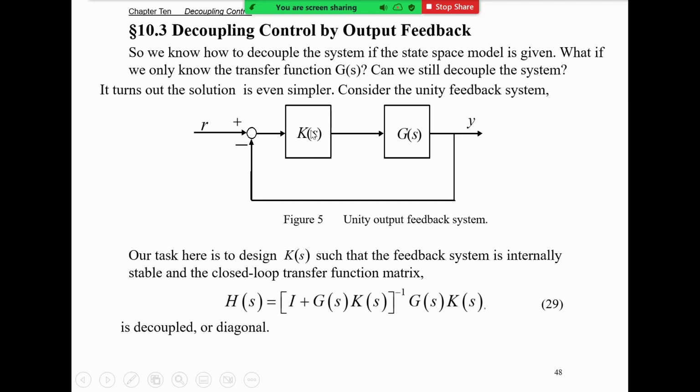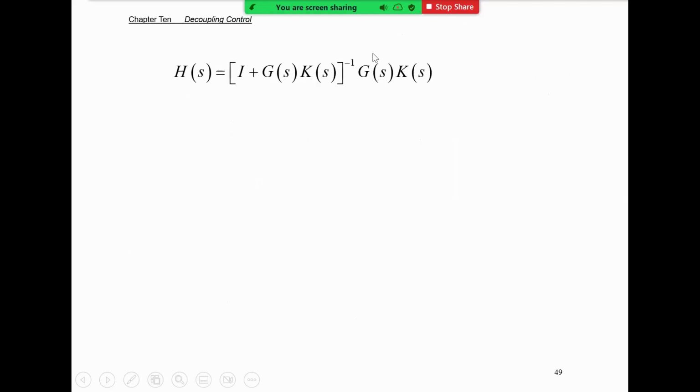We want to design K such that this closed loop is diagonal decoupled, which means the transfer function from R to Y is decoupled. Look at the expression of this one. G is the open loop transfer function. K is the controller we want to design. We want to make this decoupled. H is diagonal.